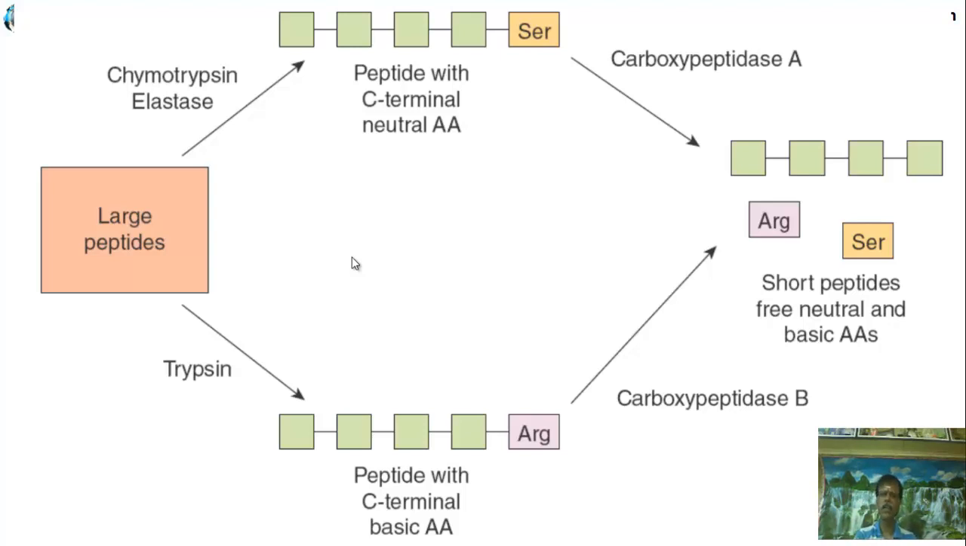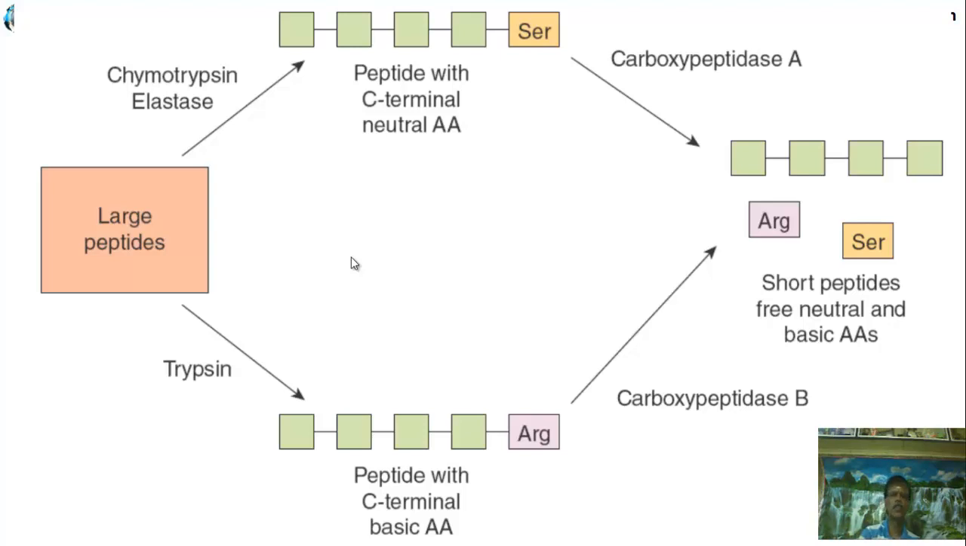In the slide you can see that there are so many enzymes. Why do we need different enzymes? Because the different enzymes degrade the proteins in different manner. For example, carboxypeptidase A removes amino acids, for example serine, which is present at the carboxylic end. Similarly, carboxypeptidase B removes the amino acid arginine from the carboxylic end of a peptide.